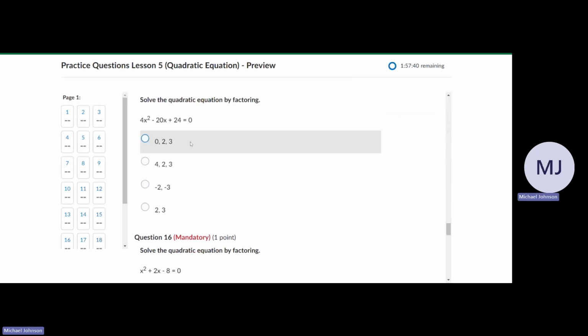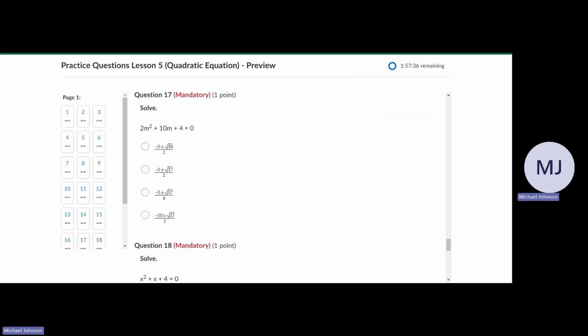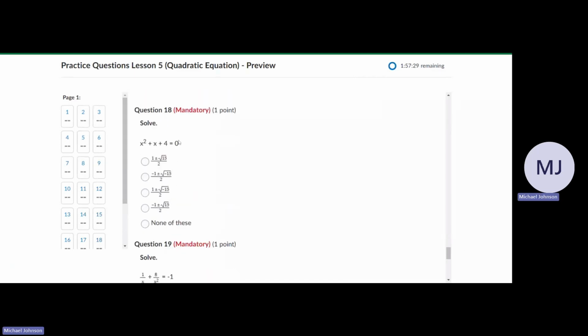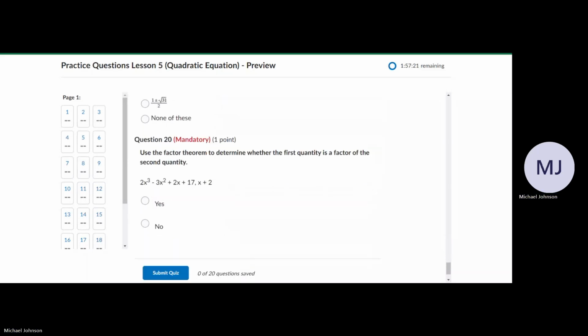Factoring, use the Australian method. Here, use the quadratic formula. So the quadratic formula, use that. Here, use the quadratic formula. Here, make common denominators, and then use the quadratic formula.